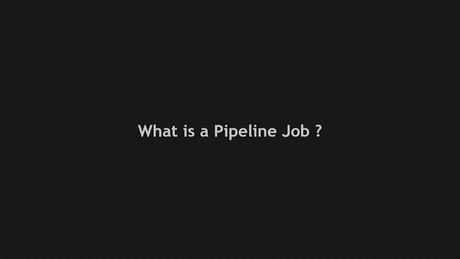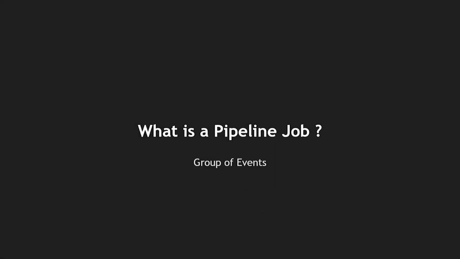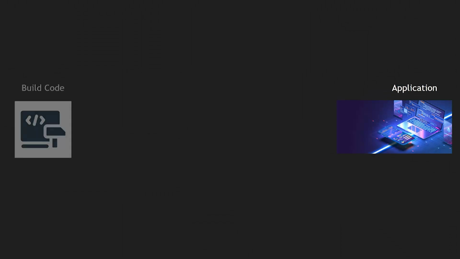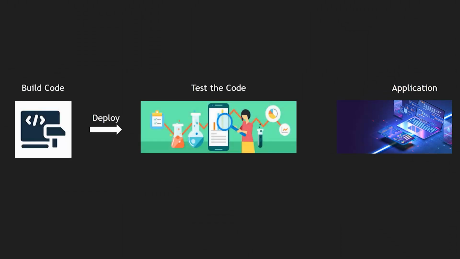In Jenkins, a pipeline is a group of events that may be related or unrelated to one another. For example, let us assume we have an application which needs to be built with the latest code, get deployed in a testing environment, have test suites run against this build of code, and finally be released or deployed to the production server in an automated fashion. We can easily achieve this using a Jenkins pipeline job.